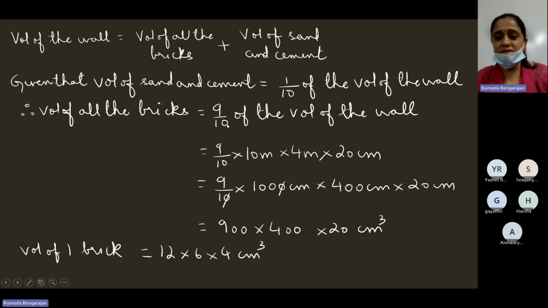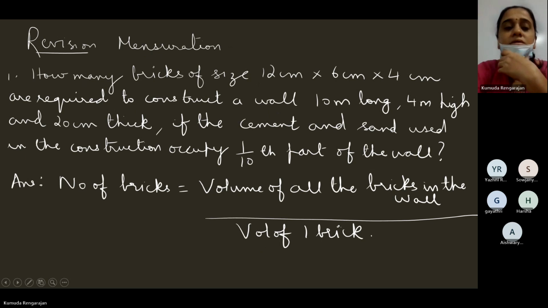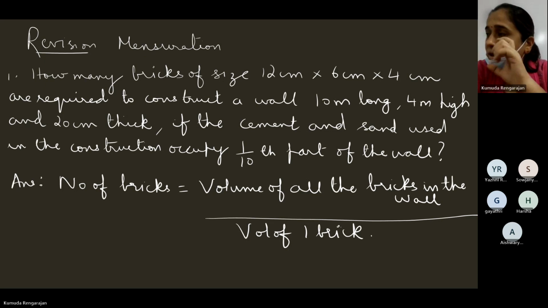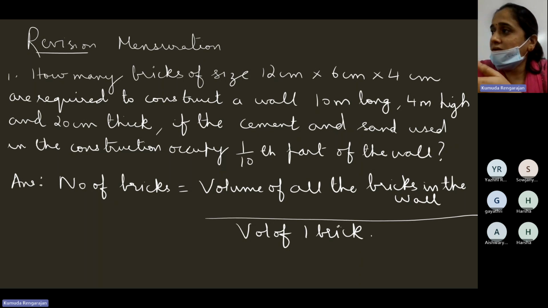Okay, so we'll understand the question and the solution. How many bricks of size 12 centimeters by 6 centimeters by 4 centimeters? The dimensions of one brick are given to us: length 12 centimeters, breadth 6 centimeters, height or thickness of the brick 4 centimeters. So what is the volume of one brick? L into B into H. Brick is a cuboid, so 12 into 6 into 4 centimeter cube is the volume of one brick.